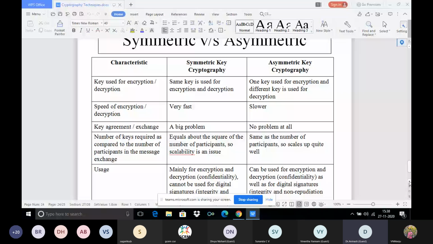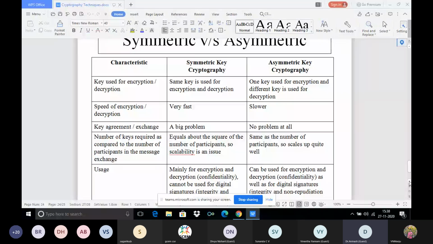And when we talk about the speed of encryption and decryption, we can say that the speed of encryption and decryption is very, very fast in case of symmetric key cryptography, and when we talk about asymmetric, then it is very slow. So this is the main difference between the symmetric and asymmetric.